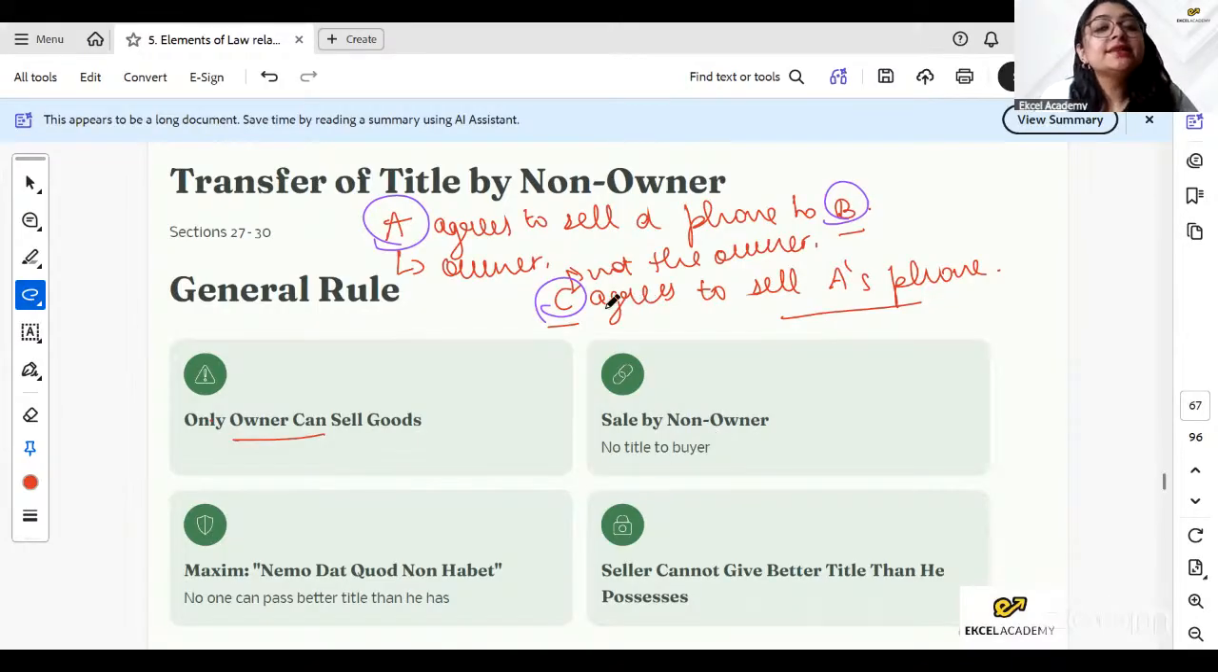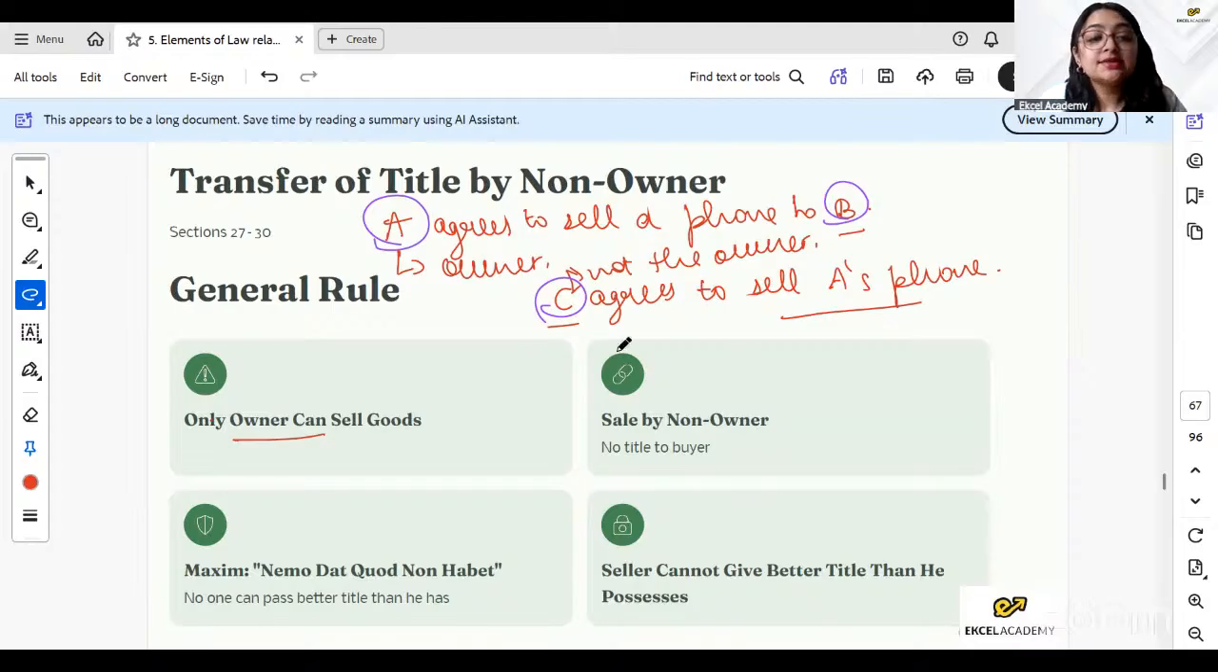Let's say C agrees and goes ahead and sells A's phone to B. B will not get a good title. Why? Because the seller, that is C himself, did not have good title to the phone. So it is very important to understand that a sale can be done only by the owner. The transfer of title can be done only by the owner. If it is not done by the owner, then the buyer will get no title.